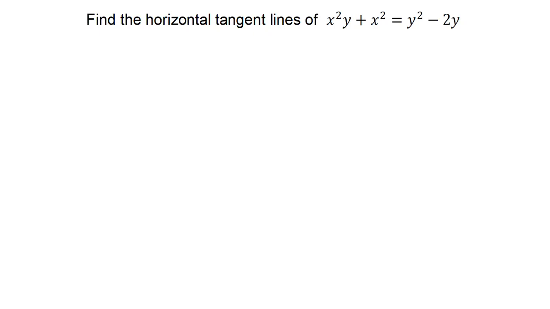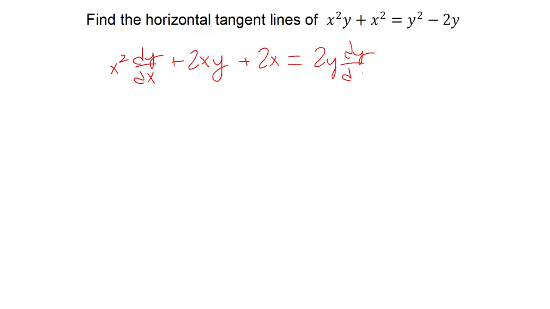So we'll start off by taking our derivative implicitly using the product rule, right? So for x squared y, that would be x squared dy/dx, and then plus 2xy, because that's the product rule for x squared y. And then we'll add to that a 2x for the x squared, equals 2y dy/dx for the y squared, and minus 2 dy/dx for the minus 2y.